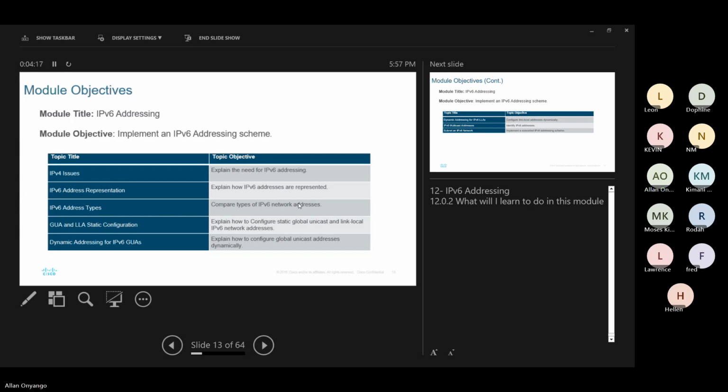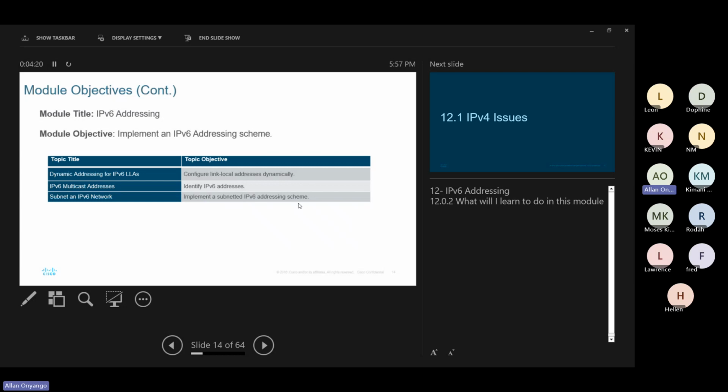Okay. The last thing that we'll be talking about, of course, is dynamic addressing for IPv6 using the LLA, link local. We look at the IPv6 multicast addresses, and finally, we are going to subnet an IPv6 network. We are going to subnet, and we'll take an activity we'll work on, and then I'll give you your activity to also do as your homework.